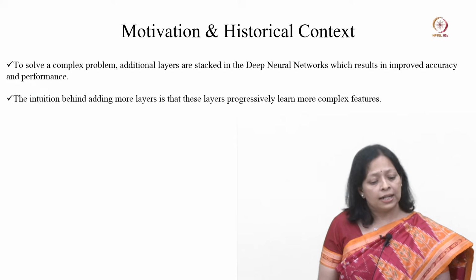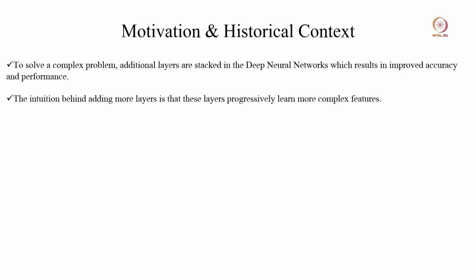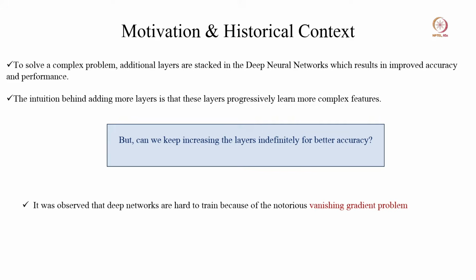The intuition behind adding more layers is that these layers progressively learn more complex features. So, adding more layers into the neural network will improve the performance. That was the hypothesis. Now, the question arises: can we keep increasing the layers indefinitely for better accuracy? How far can we go? To answer this question, when scientists started working on various deep learning architectures, they found that deep networks are hard to train because of the notorious vanishing gradient problem.